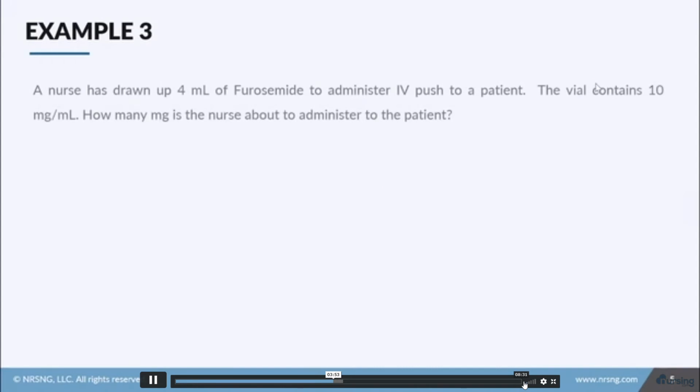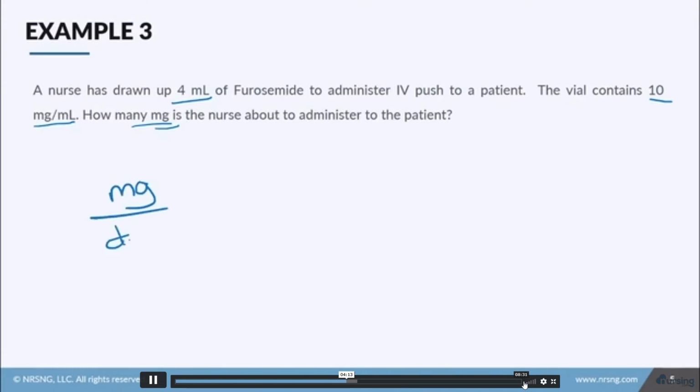All right, let's look at the next one. A nurse has drawn up 4 milliliters of furosemide to administer IV push to a patient. The vial contains 10 milligrams in 1 ml. How many milligrams is the nurse about to administer to the patient? Okay, start with what you're looking for.